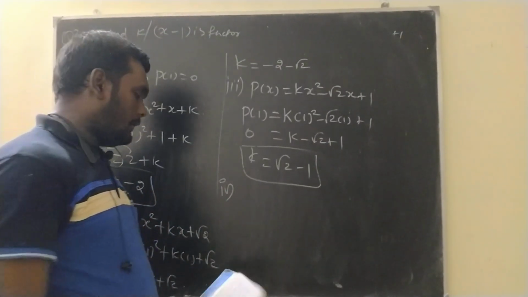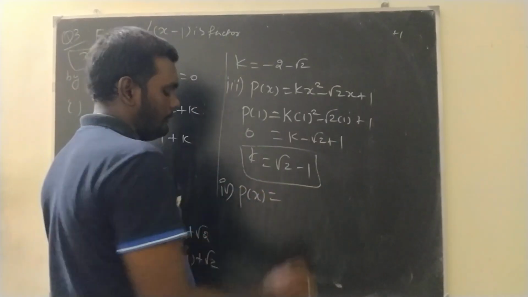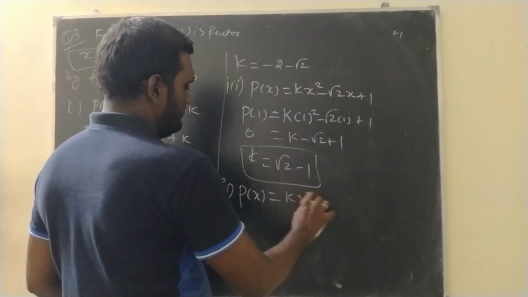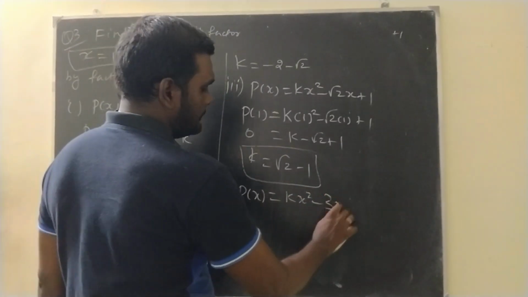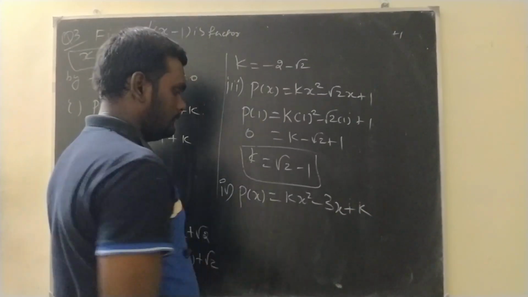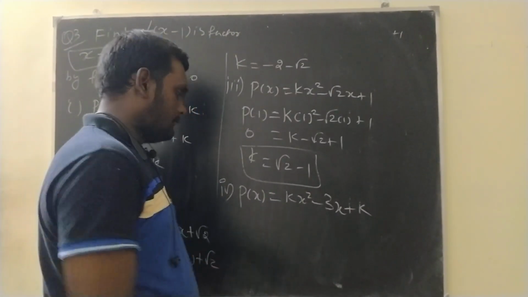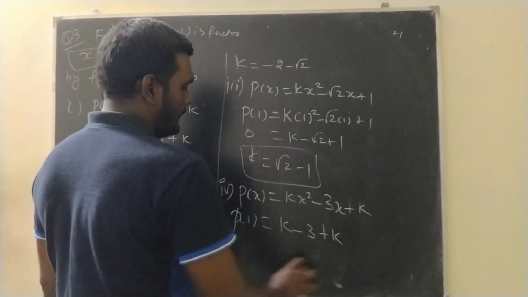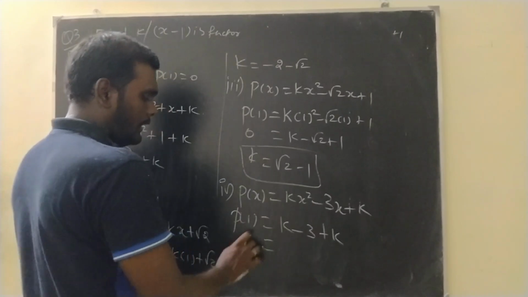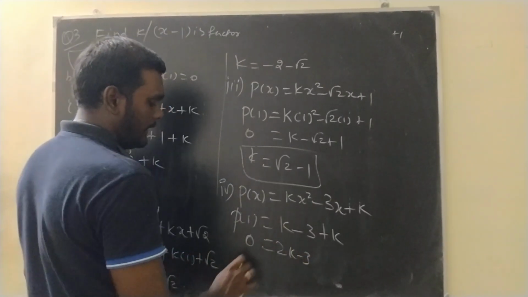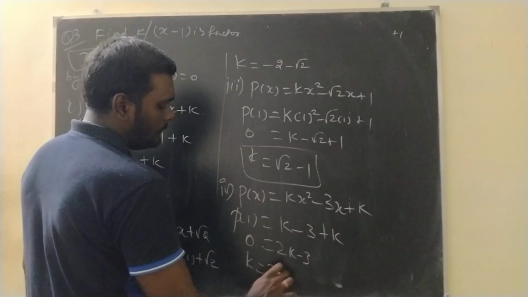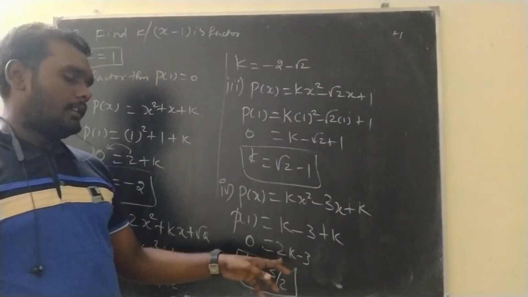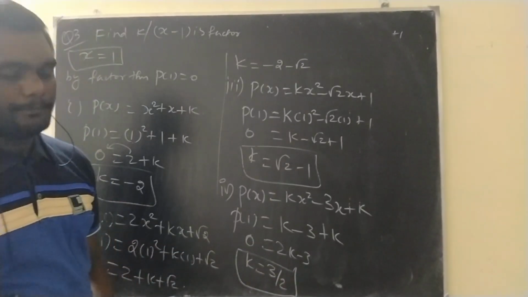Okay, are you able to follow, everyone? Kx square minus 3x. Okay, 2 k's are there. So p of 1 is equal to k minus 3 plus k. So we have this 0 and 2k minus 3. So k is equal to 3 by 2. This minus 3 goes to the other side as plus 3, and 2k means divided by 2. Okay.